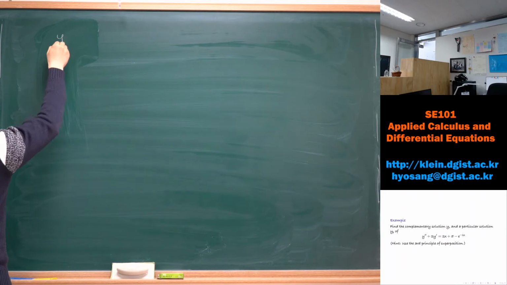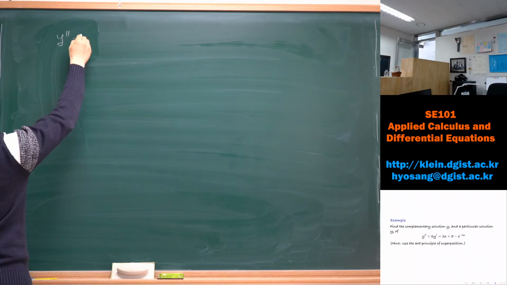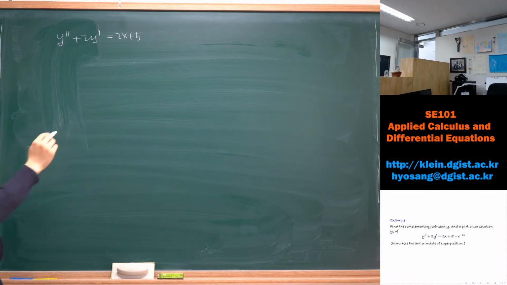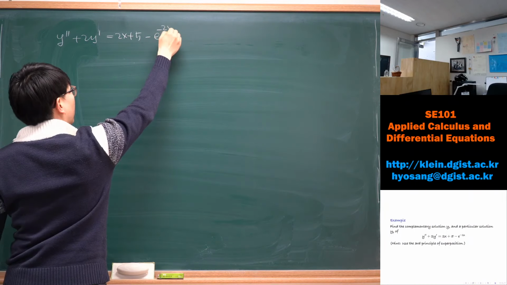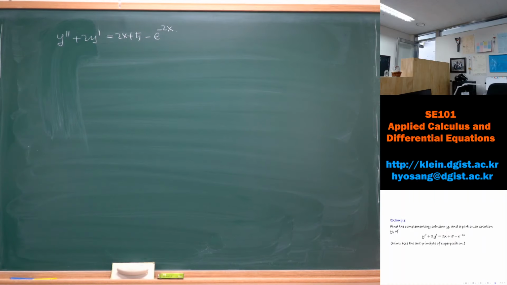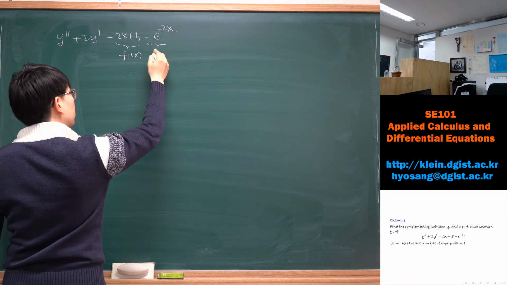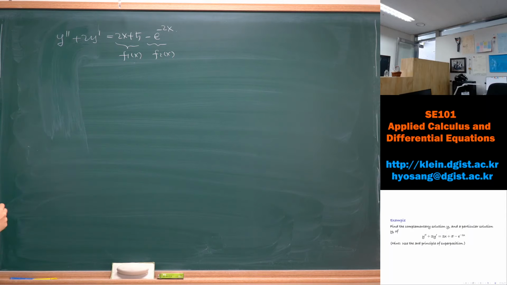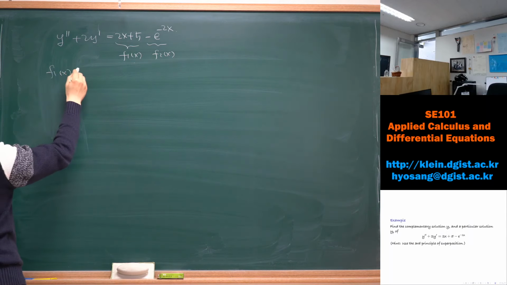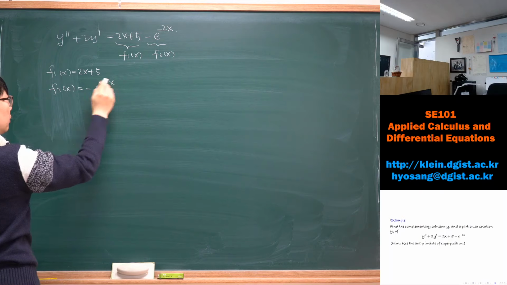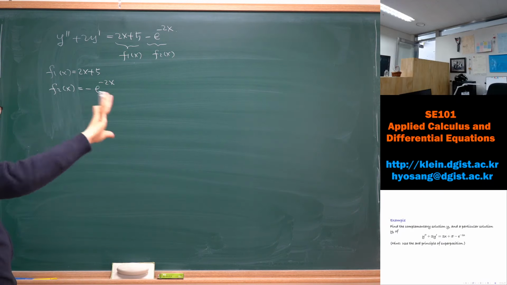So y double prime plus 2y prime equals 2x plus 5 minus e to the minus 2x. So what's the third principle of superposition? It says that if you split your f into a sum of two f's, so f1(x) is 2x plus 5, and f2(x) is minus e to the minus 2x, then you have two separate differential equations.